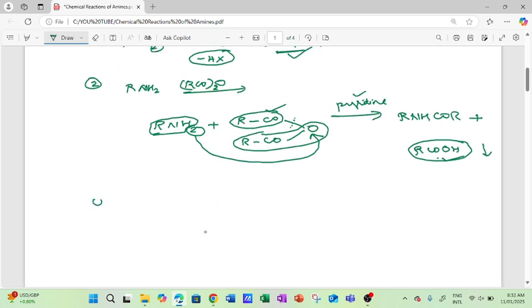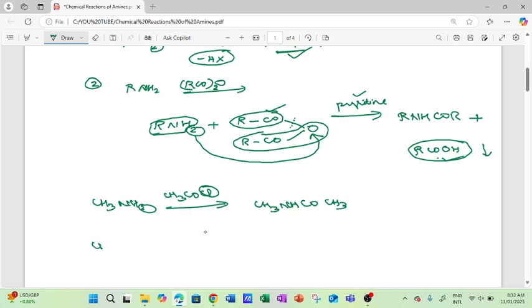You see, CH3NH2 with an acyl halide like CH3COCl. So this hydrogen and this chlorine get eliminated. We get CH3NH and then COCH3. Got it?